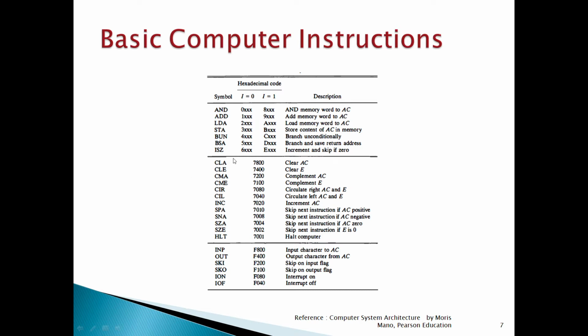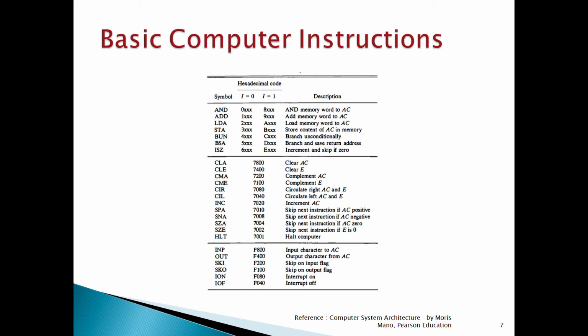Now these are the register reference instructions. The direct addressing code has been given. CLE is the clear E flag. If you recall the common bus system, with the accumulator there is one one-bit flag E, and clear will reset it to 0. CMA is the complement accumulator. CME is the complement E. Complement means it will convert 0 to 1 and 1 to 0.